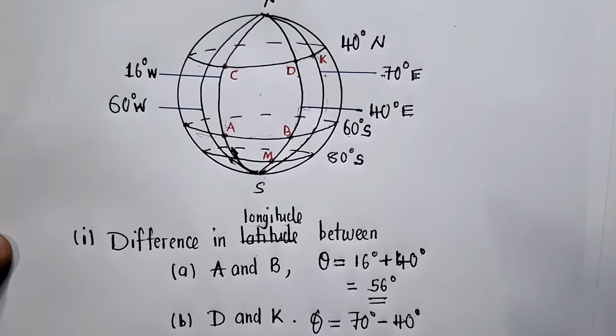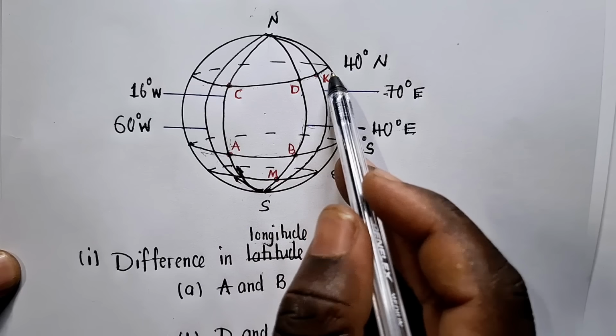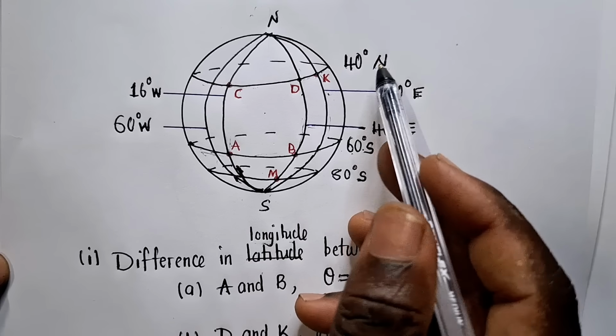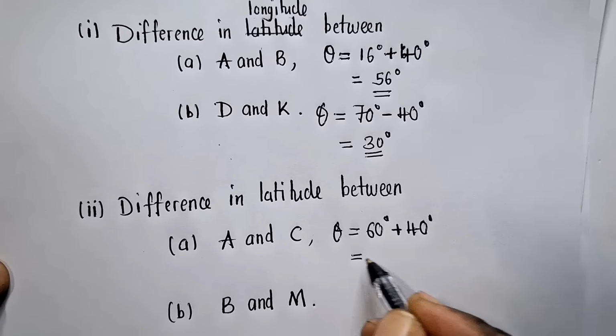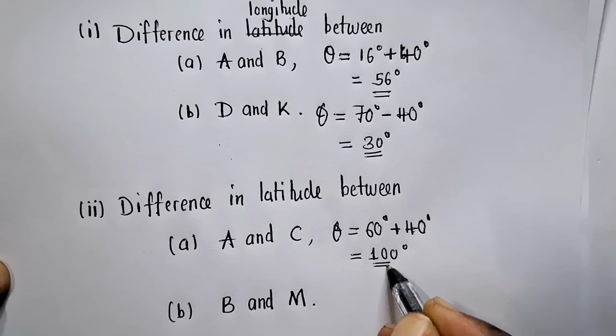Now look at this. At A, it's 60, which is south. At C, it's 40, which is north. So south, north, they're different. We're supposed to add. And when we add here, the answer comes out to be equal to 100 degrees.